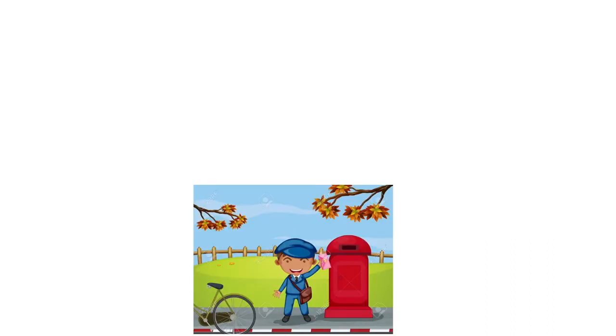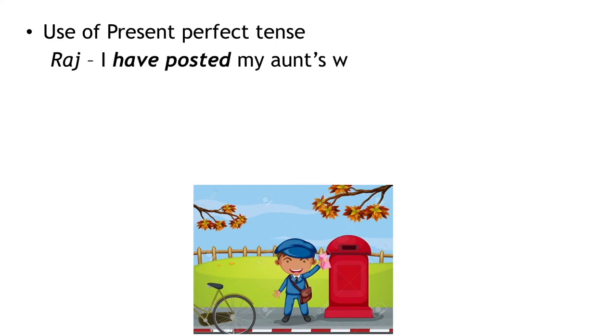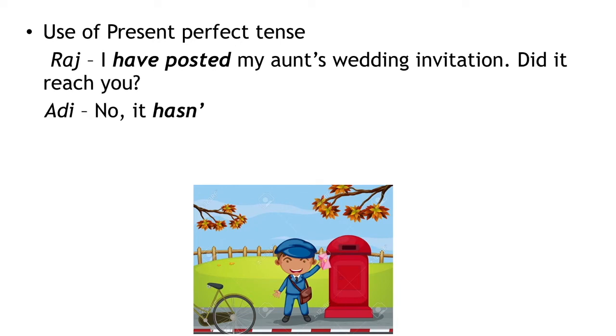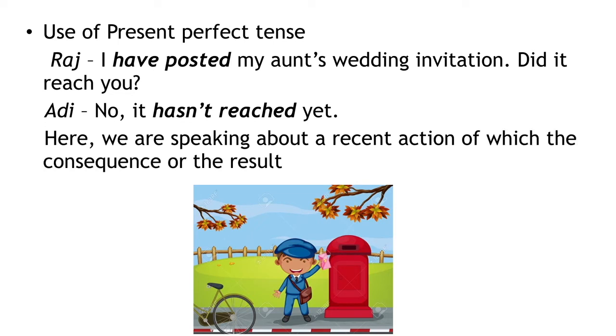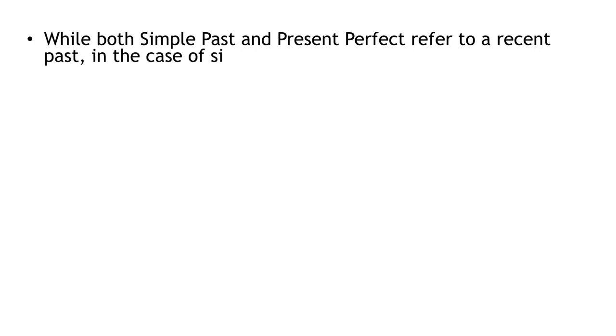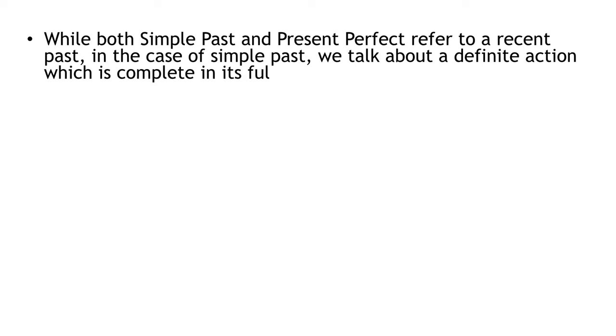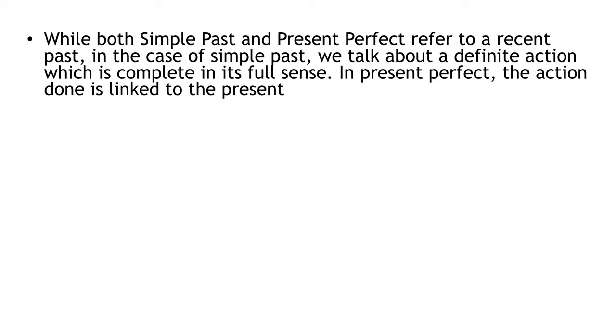You must have come across this example in the previous video. Raj says, "I have posted my aunt's wedding invitation. Did it reach you?" Adi replies, "No, it hasn't reached yet." Here we are speaking about a recent action of which the consequence or the result is expected. While both simple past and present perfect refer to a recent past, in the case of simple past, we talk about a definite action which is complete in its full sense. In present perfect, the action done is linked to the present or even the future.